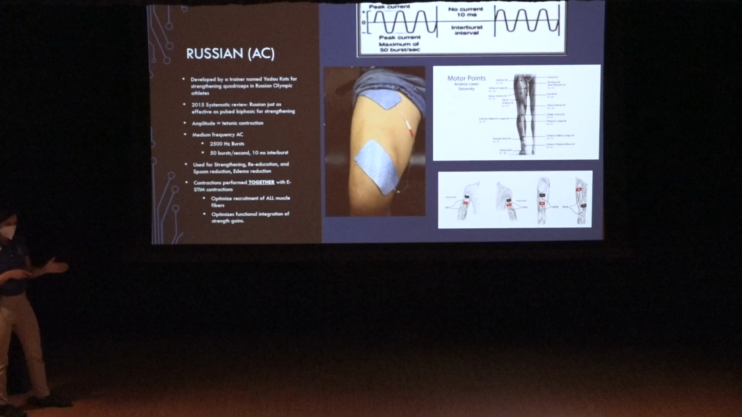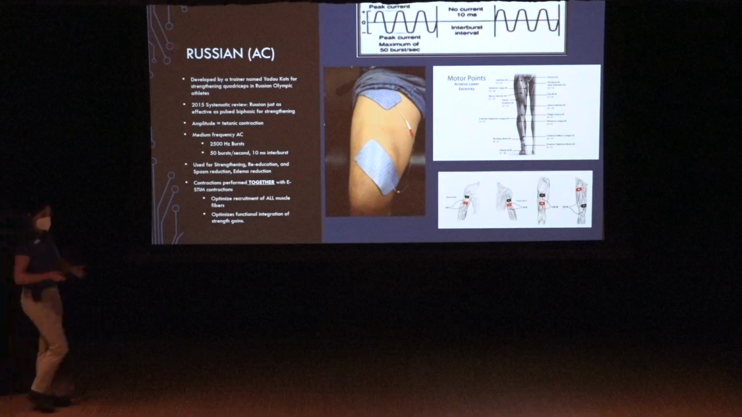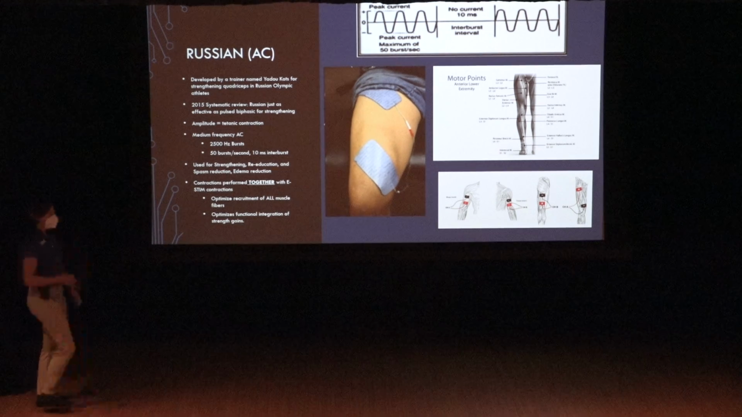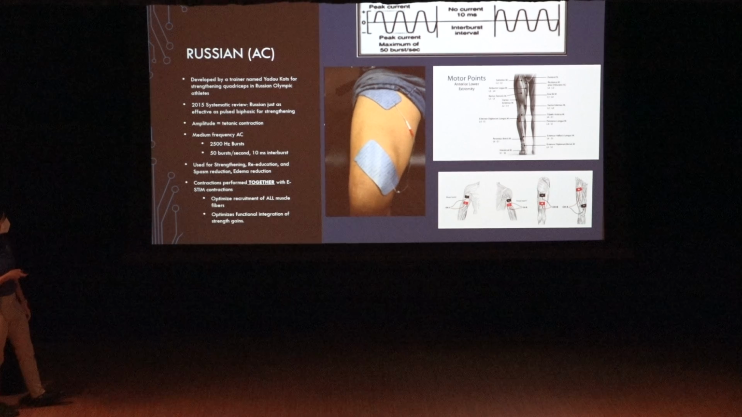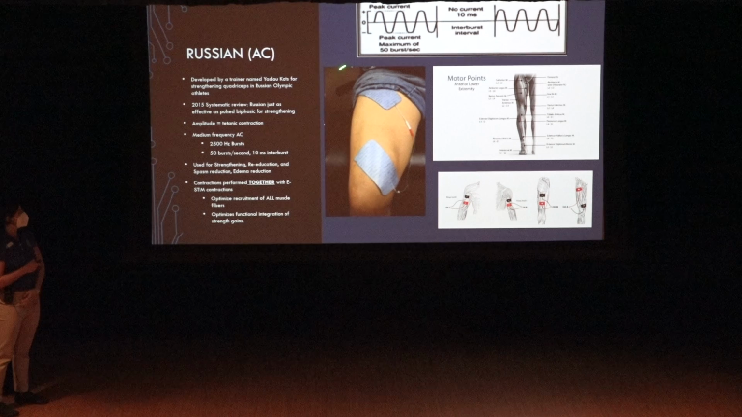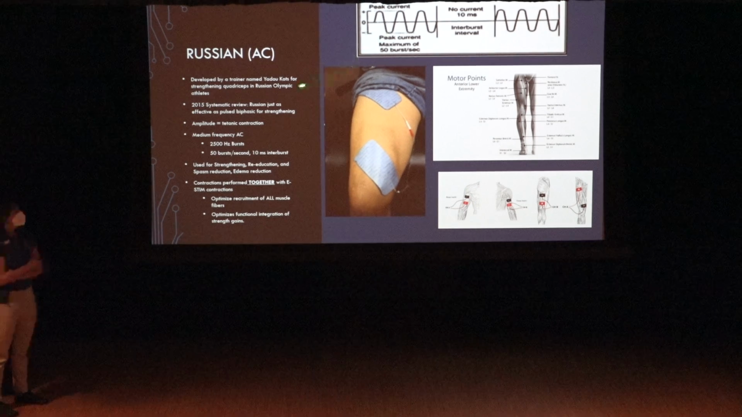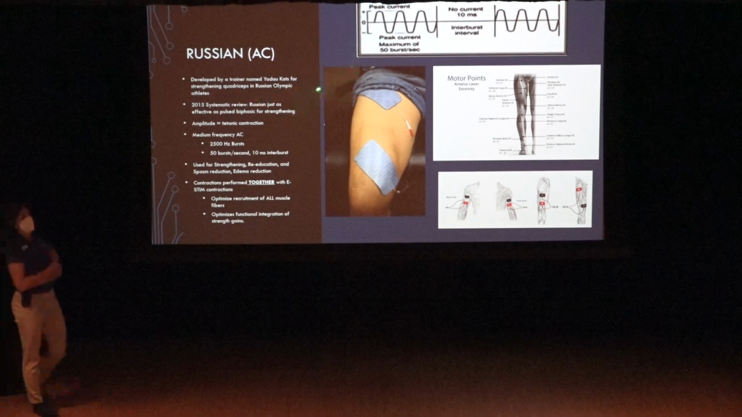And again, you're going to do the muscle contraction with your own active voluntary contraction with this, because you want to retrain everything. Small and large muscle fibers. Okay, just a little bit on this. There's a 2015 systematic review. Russian was just as effective as pulsed biphasic for strengthening.